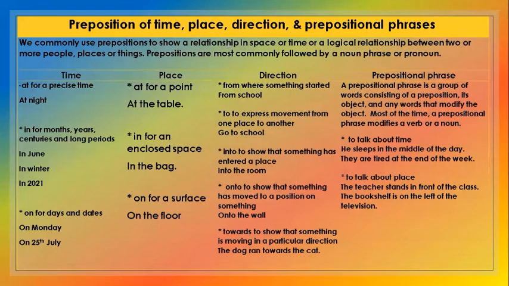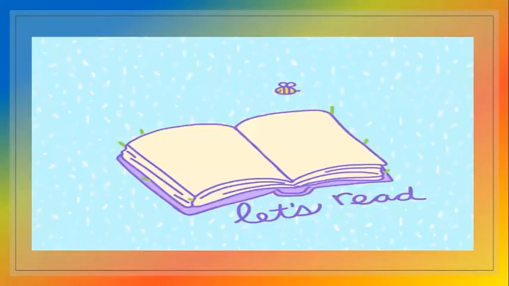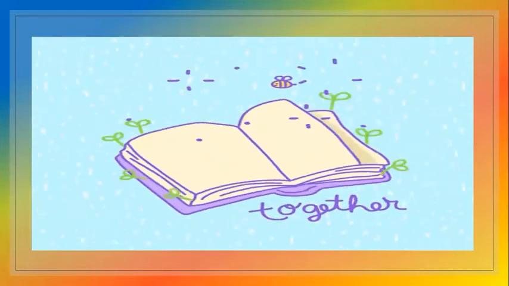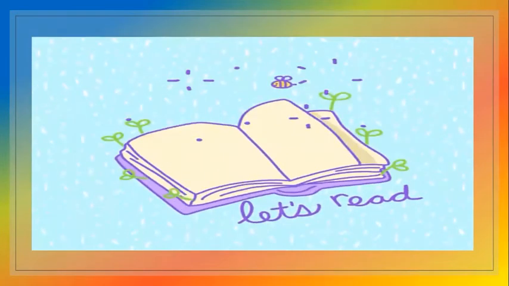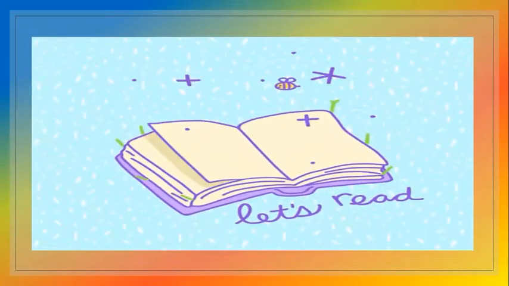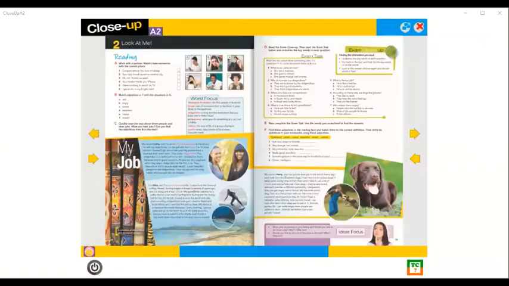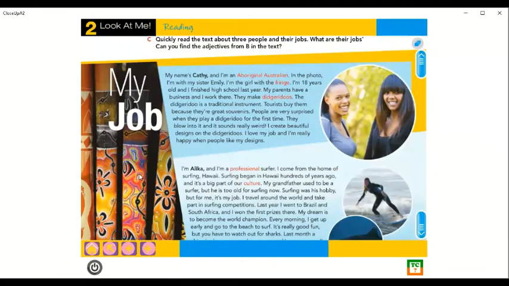Good, good. Here we have finished our grammar. So now let's start with our text. So let's read together. Now please open your student's book, page 18, in order to follow the text with me. Look here, the title is My Job.